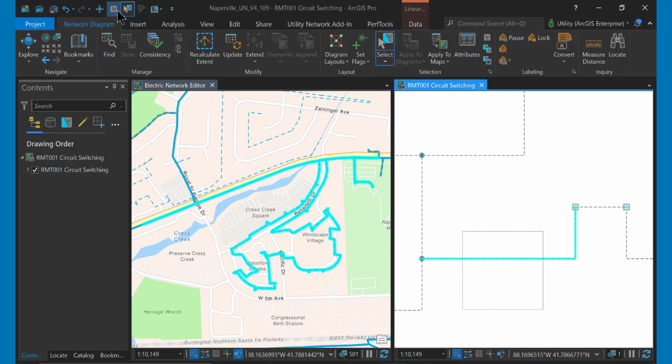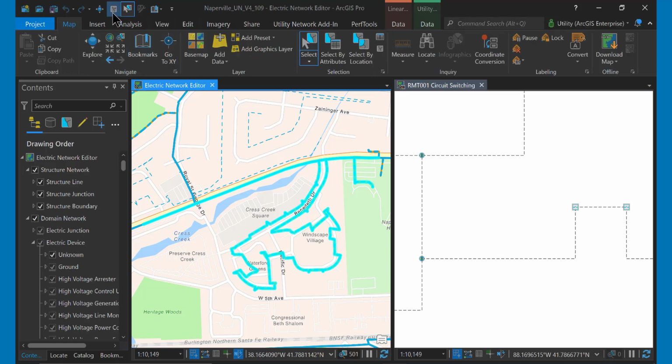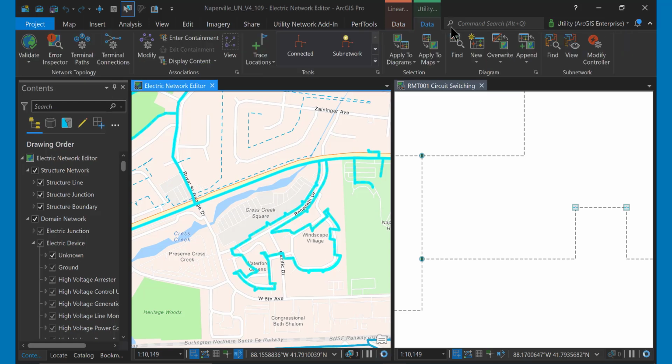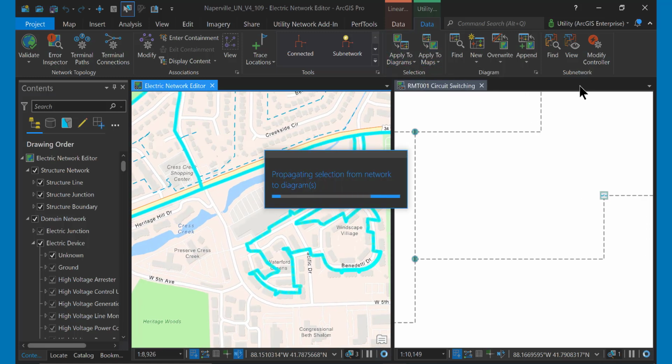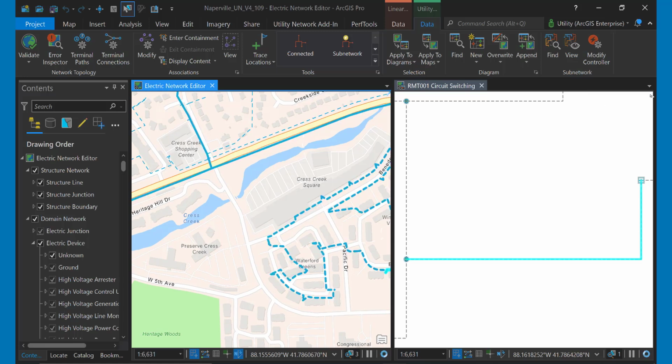Now, I could also do that same thing in reverse. Let's open up our electric network editor map. Let's select some features here, and we'll go to our utility network, and we'll be able to apply this to a diagram. So let's apply this to our circuit switching diagram. And as you can see here, it's doing the same thing in reverse. So I can readily check network connectivity as well as obtain logical views of any utility network.